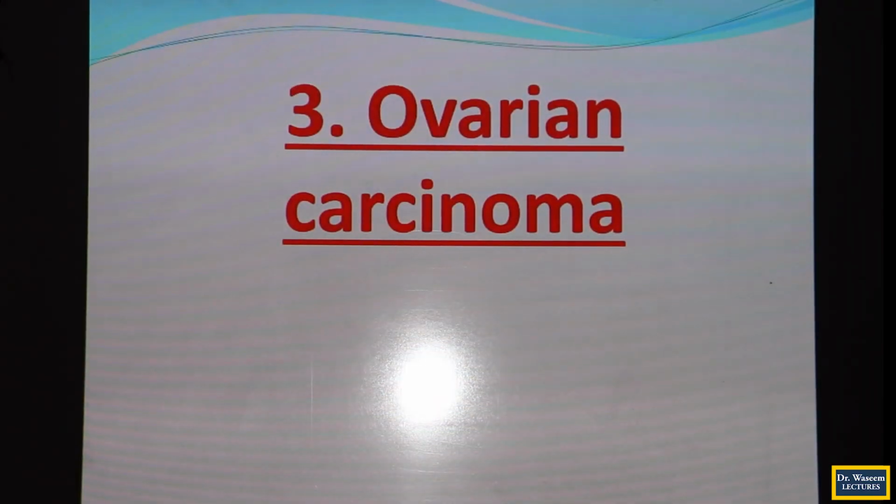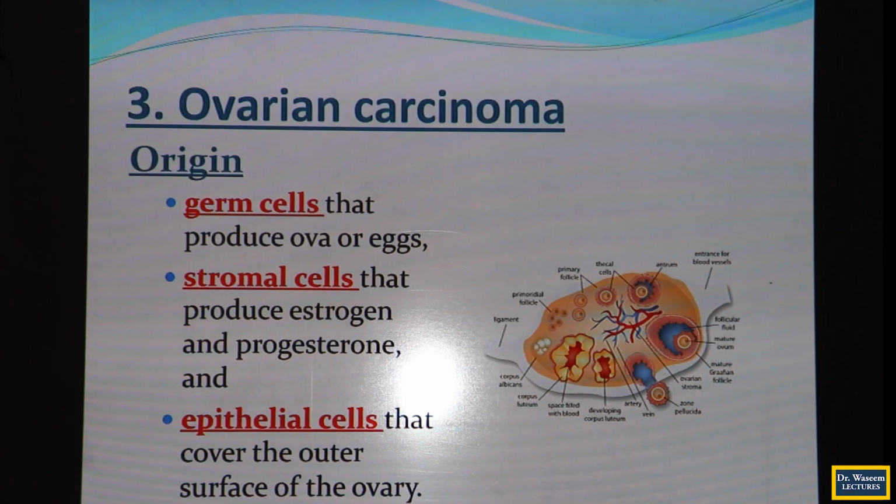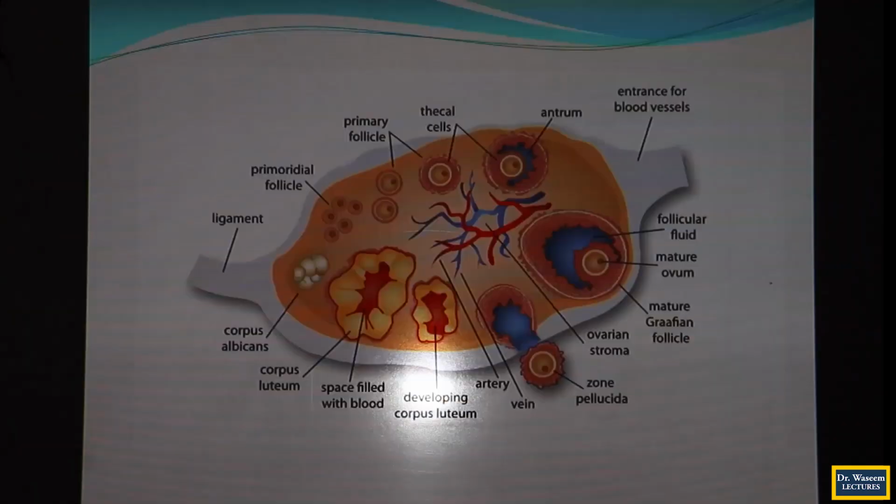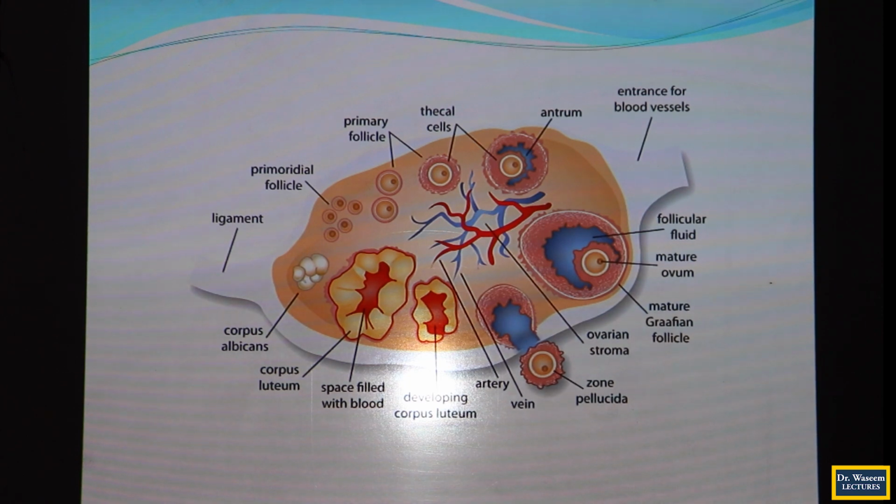Another is ovarian carcinoma. In this condition, there are three sources of ovarian carcinoma. One is from the germ cells. These are the primordial germ cells, because the ovary is filled with primordial germ cells. This is one source of the cancer. The second source is the stroma. This is the connective tissue of the ovary. The connective tissue of the ovary can also lead to ovarian cancer. This is the second source.